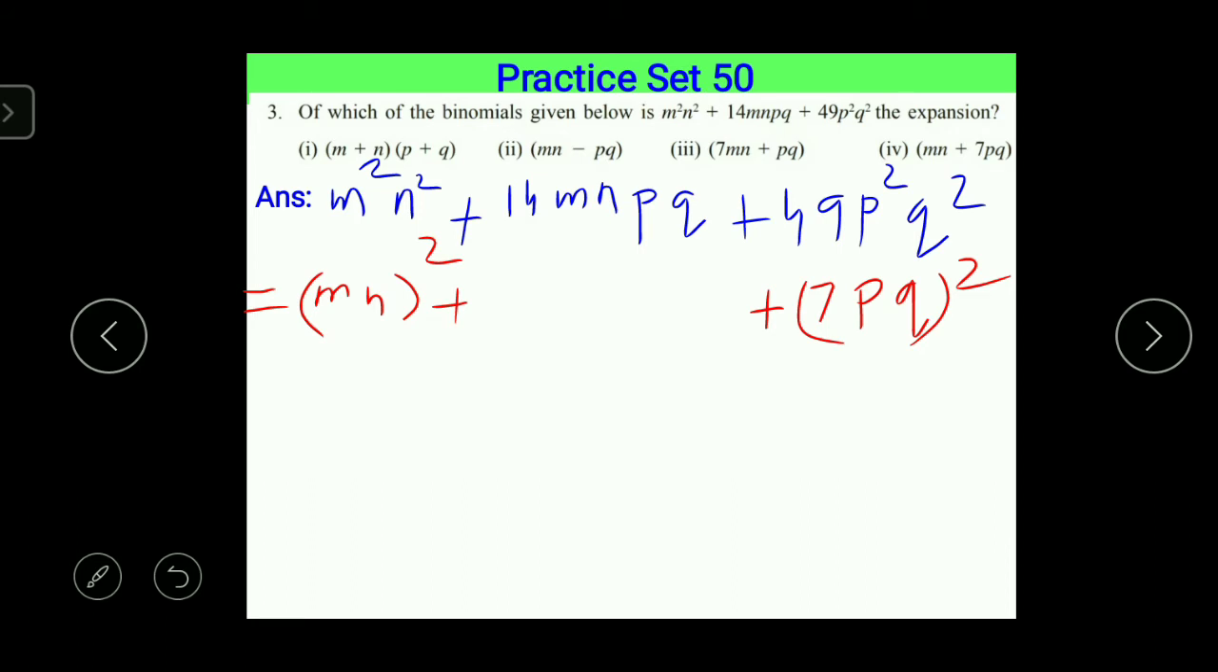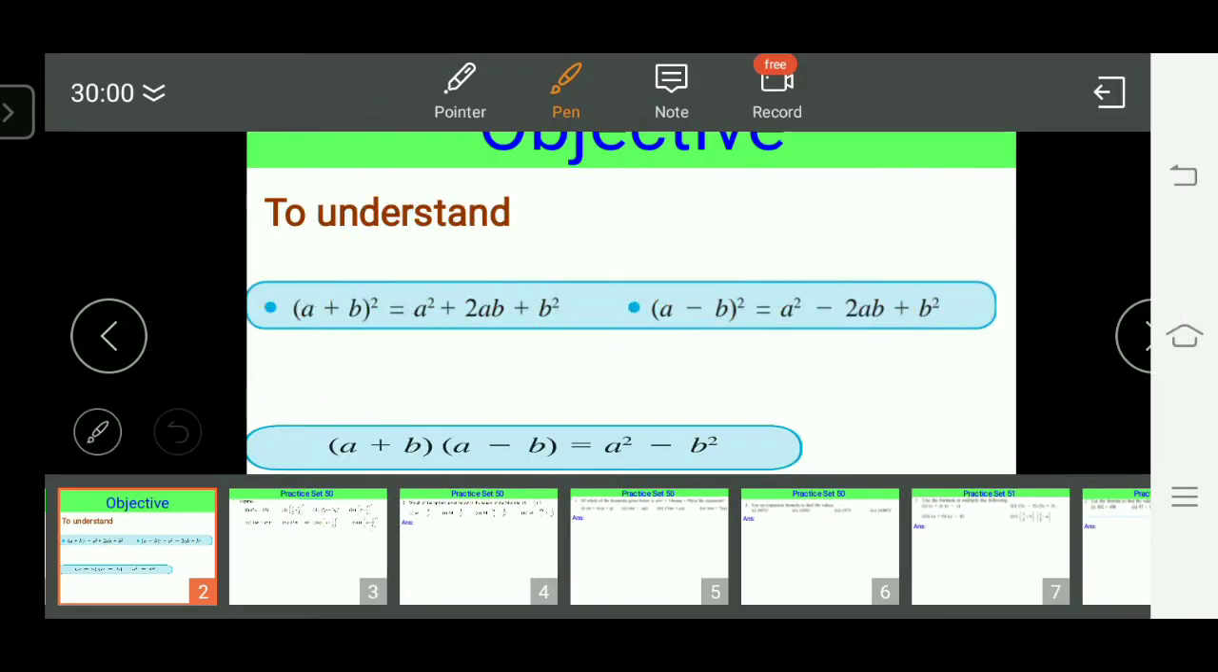Now students, suppose this is the formula of a plus b whole square. Here a square is there, here b square is there. What should be the middle term? The middle term should be 2ab, right? So here I am writing 2, a as m n, and b as 7 p q. When you multiply, 2 7s are 14, m n p q. You will get the same answer, students. So it is nothing but the square of m n plus 7 p q.